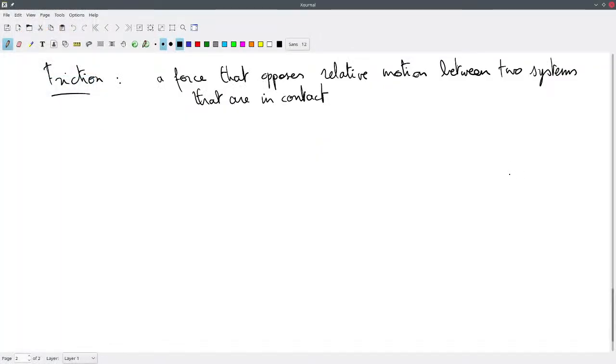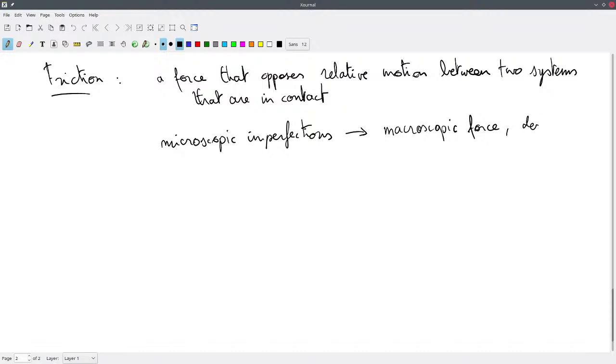So microscopic motion, essentially, or microscopic imperfections, those cause a friction, a macroscopic force, and this I'm going to write described by a macroscopic parameter, and we're going to introduce that parameter in a second here.